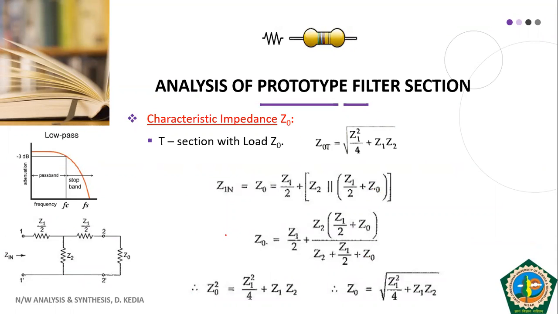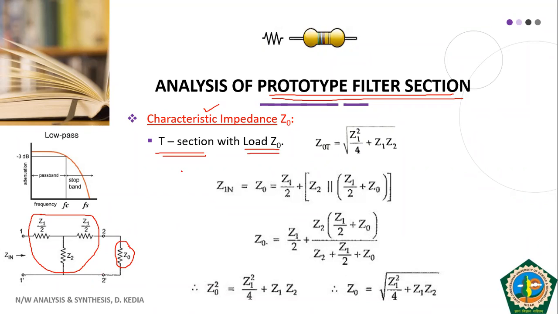So this is what we had seen in the previous class, how basically we analyze a prototype filter section. Here we are not talking about whether it is a low pass filter or high pass filter. If we have a constant K filter or a prototype filter, we need to find out one thing, the characteristic impedance. Suppose we have a T section, and the T section has load Z naught, meaning we are assuming that our load impedance is equal to the characteristic impedance so that maximum power transfer takes place.